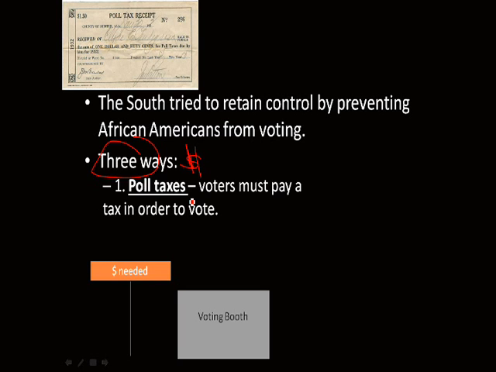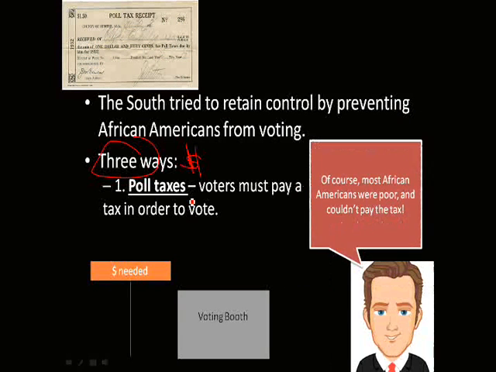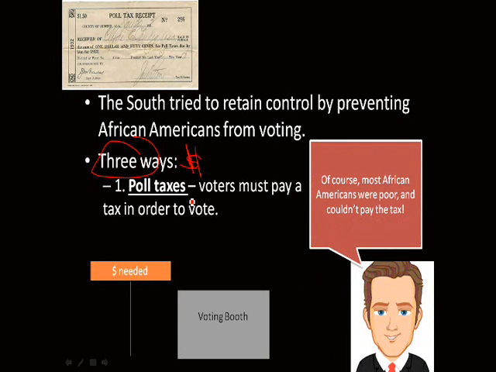So you go to vote, they charge you money. Here's the key concept, is that most African Americans are freedmen. They don't have jobs, they don't have land, so they don't have any money. So of course they're not going to be able to vote. But you may have some African Americans that do have money and are able to vote, so southern state governments have to try something else.